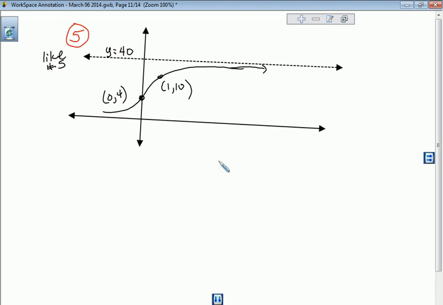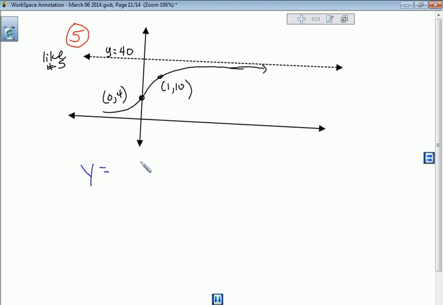Did I give you exactly the same information I gave you on the last one? I did. I gave you the maximum, didn't I? What is the maximum? 40. I gave the initial value. What's the initial value? 4. And did I give you a point that it passes through? Yes. So it's really the exact same type of problem. It's just given to you as a visual instead of in words.